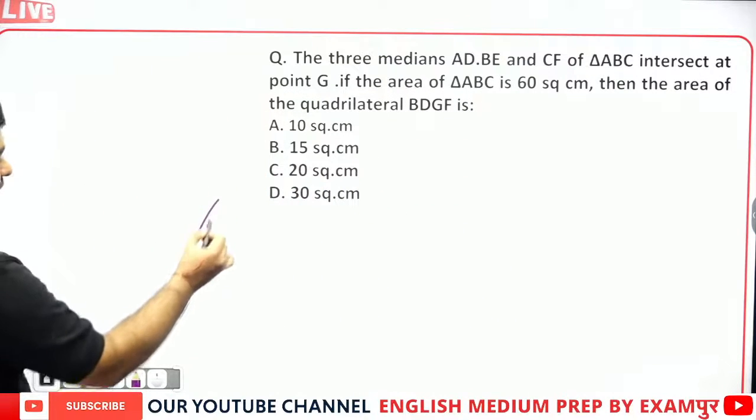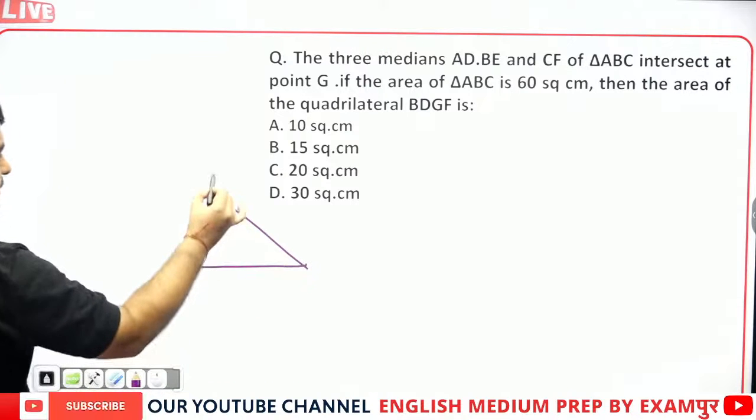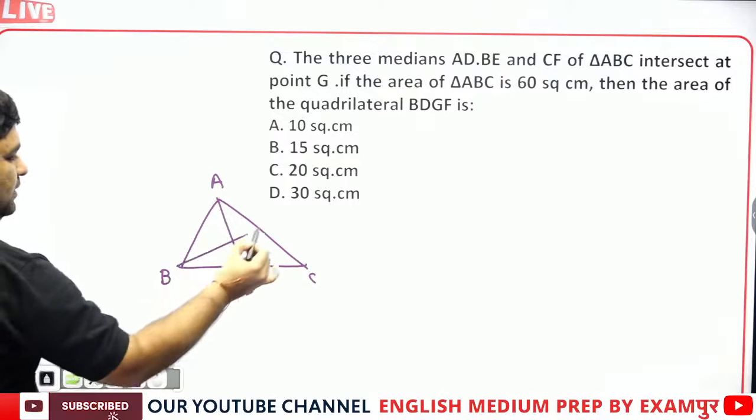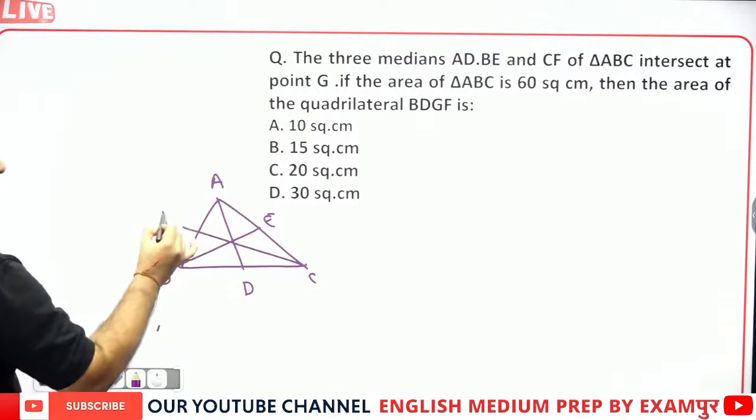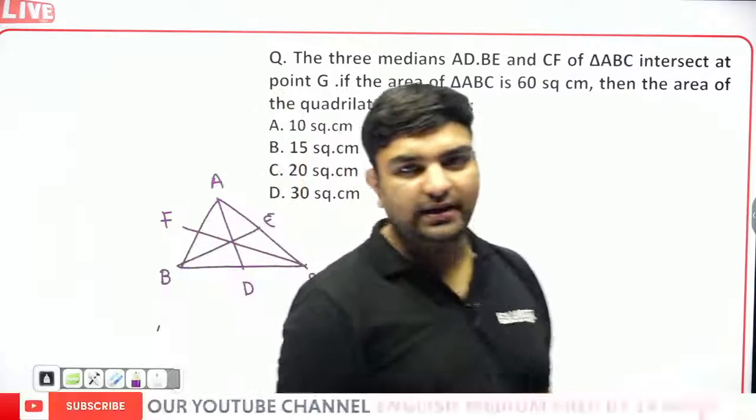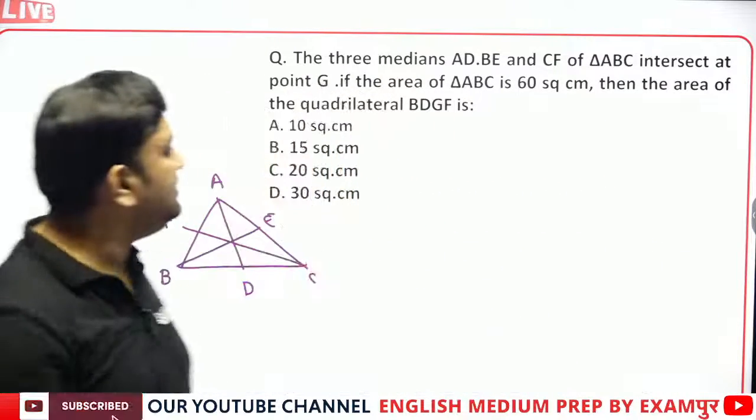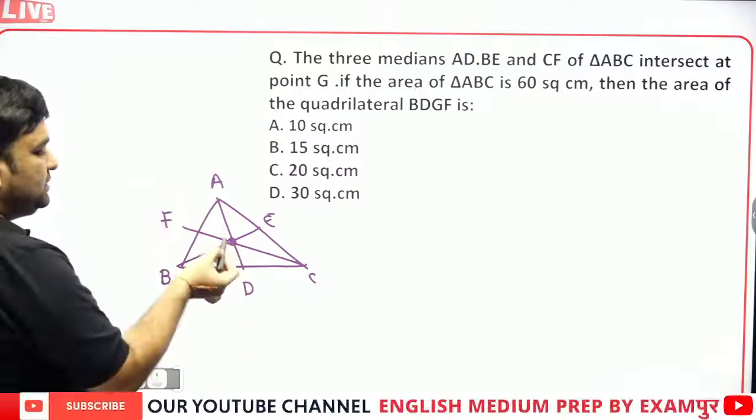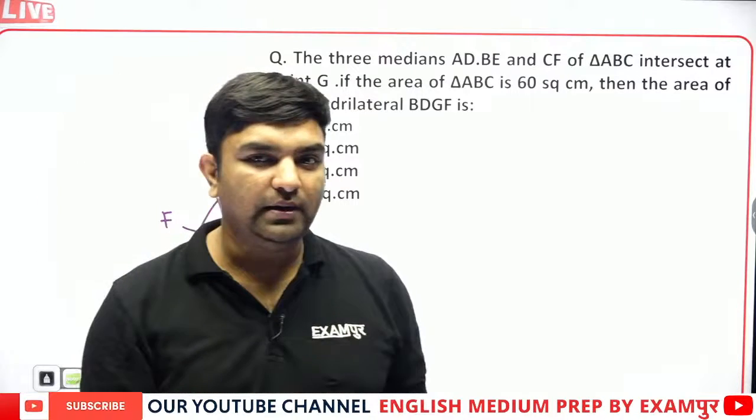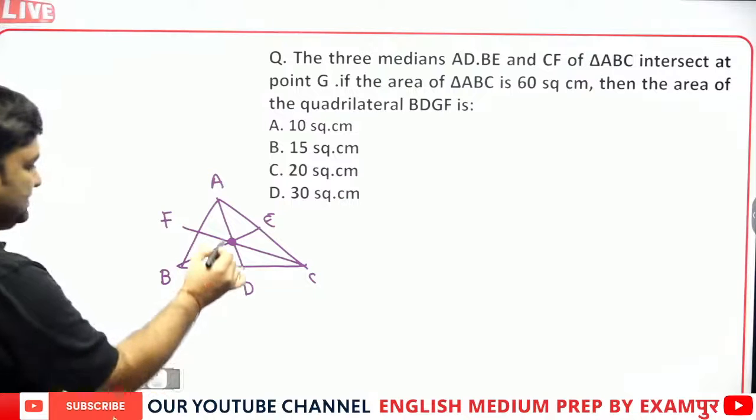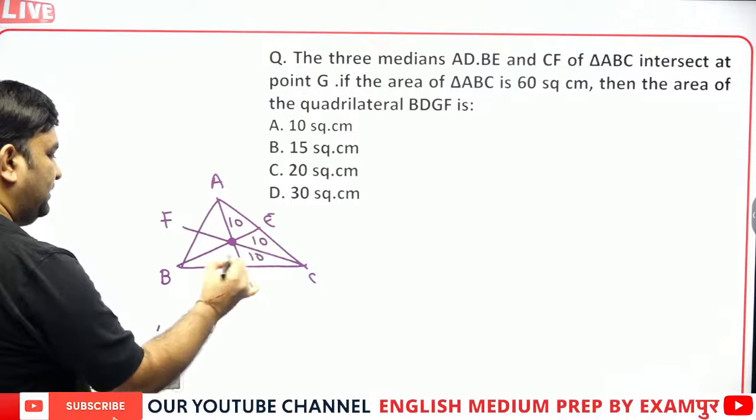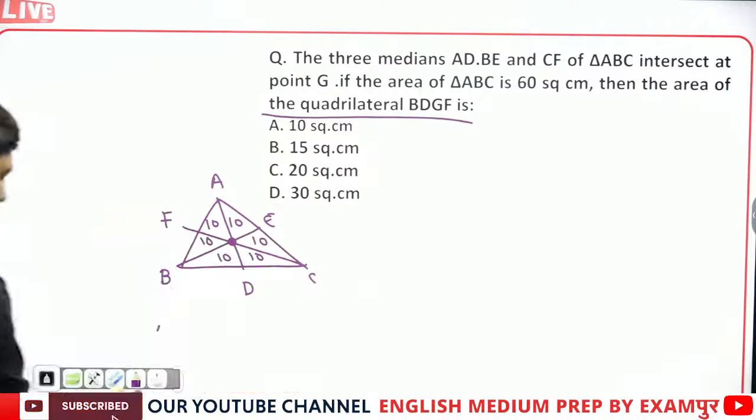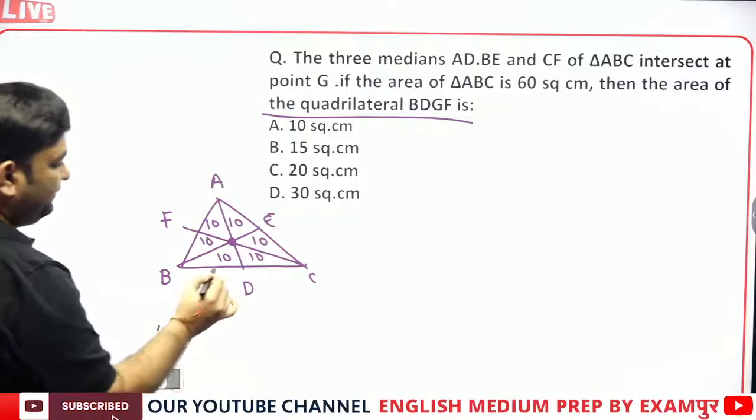Three medians AD, BE, CF intersect at G. The complete area is given as 60. So these medians will divide the triangle into 6 equal parts, 10 each. What is the area of quadrilateral BDGF?